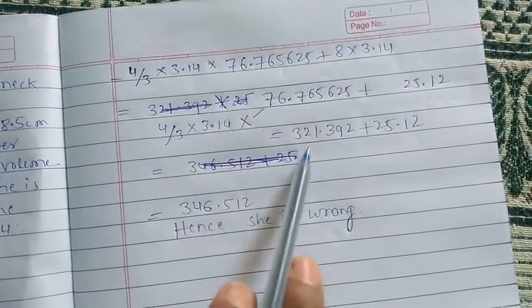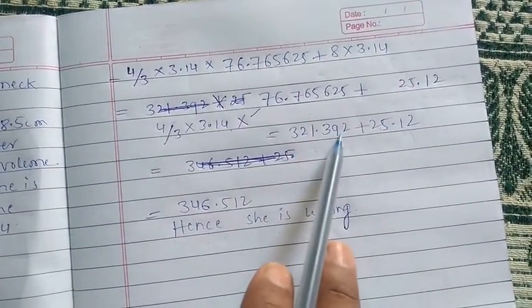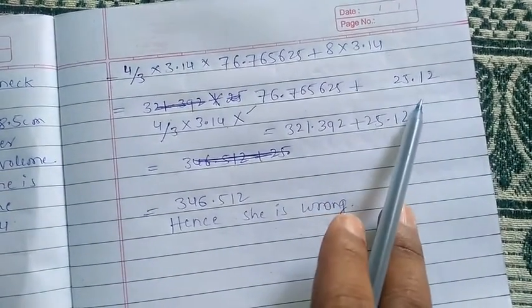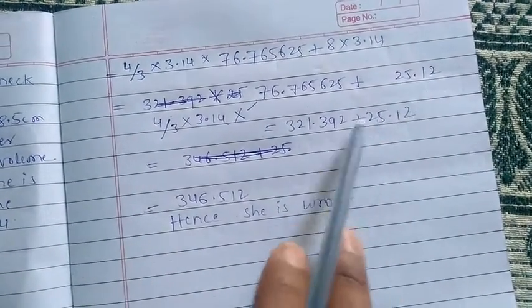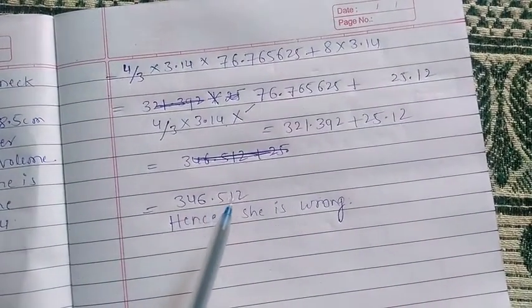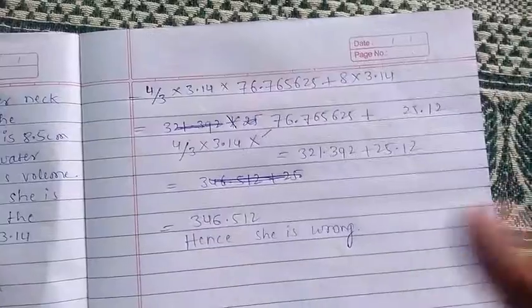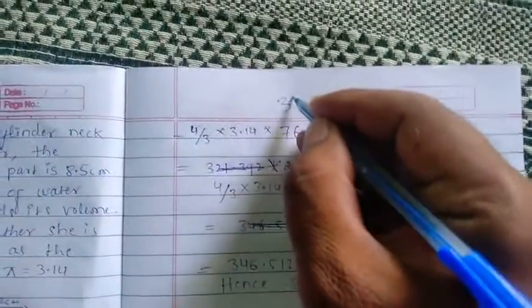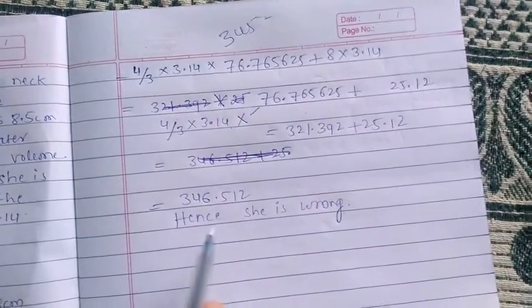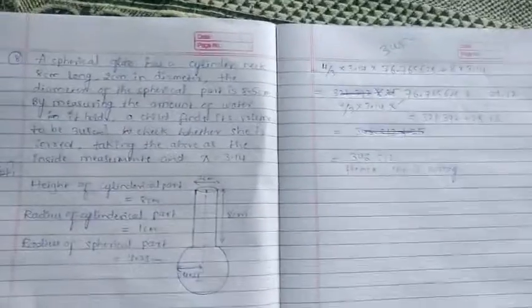Then you simplify this and this one. We will get 321.3925, and multiply 8 into this one. So we'll get 25.12. So add this one. We'll get 346.512. But how much is the answer the child got? 345. But here how much came? 346.512. So hence the child's answer is wrong. Correct, children? I hope you understood, children.